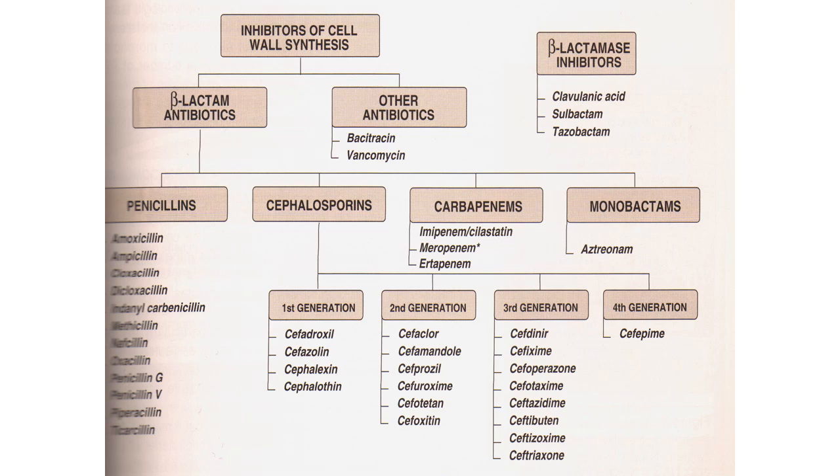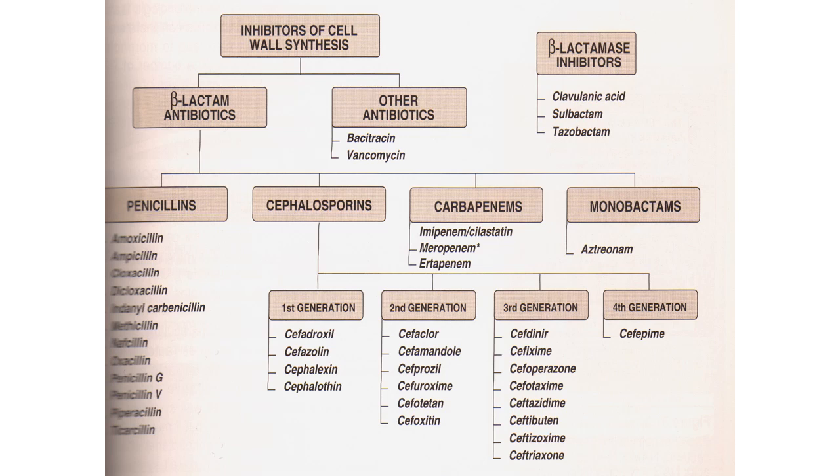First generation, for example, cefadroxil, cefazolin, cefalexin, and cefalothin. Second generation includes cefaclor, cefamonidol, and cefaprazole, and others. Third generation includes cefidinor, cefixime, cefoperazone, cefotaxime, and ceftriaxone. Fourth generation includes one antibiotic, which is cefepime.